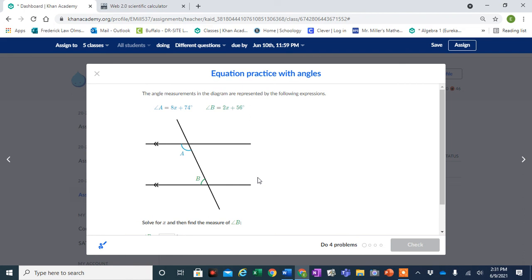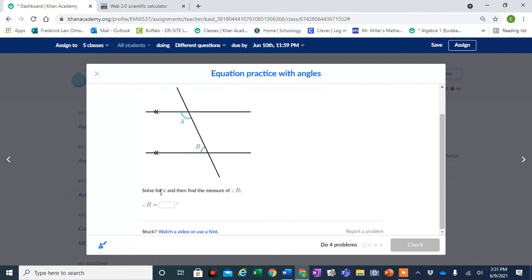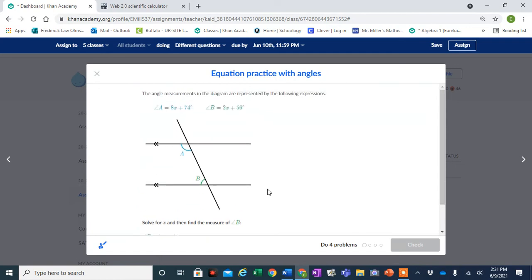So in this problem, they give us angle A is 8x plus 74 and angle B is 2x plus 36. And they want us to figure out what is the value of x, but then find the measurement of B. So in order to do this, we first have to know our angle relationships.